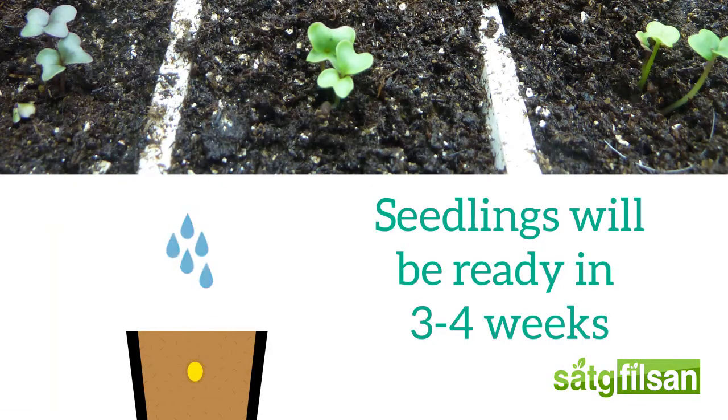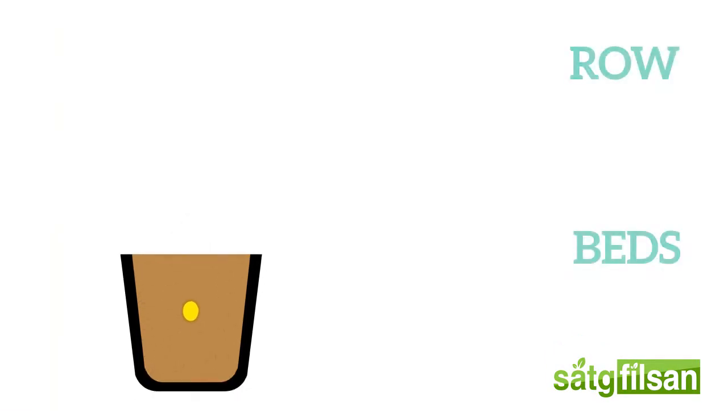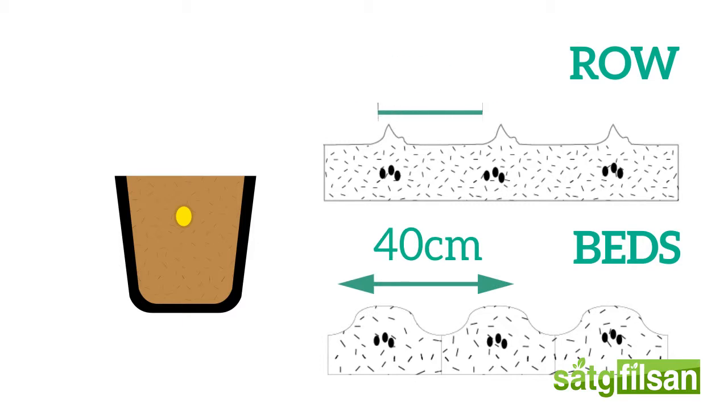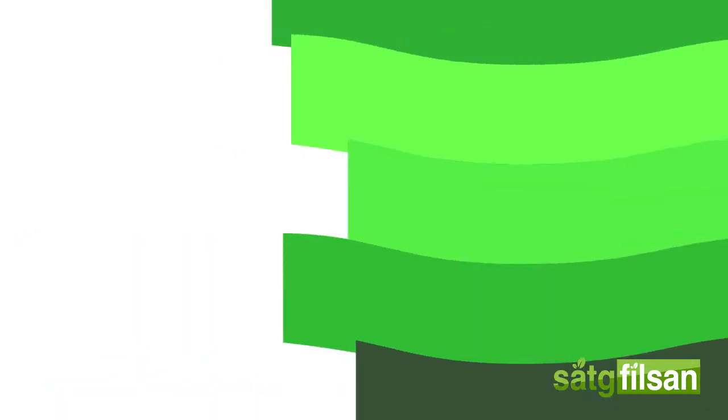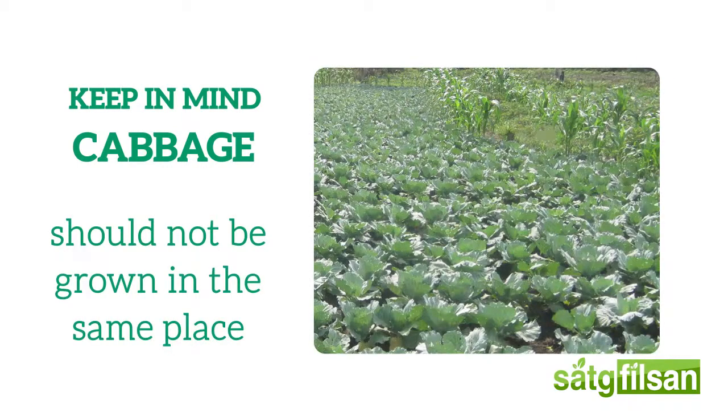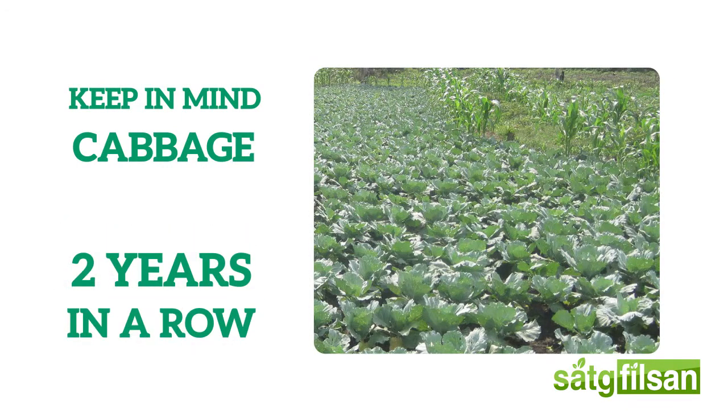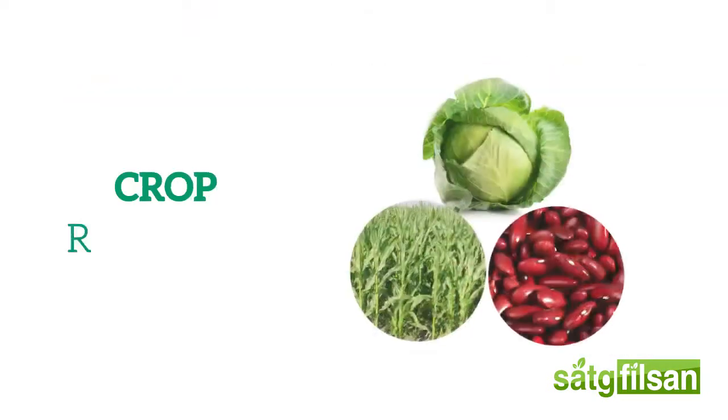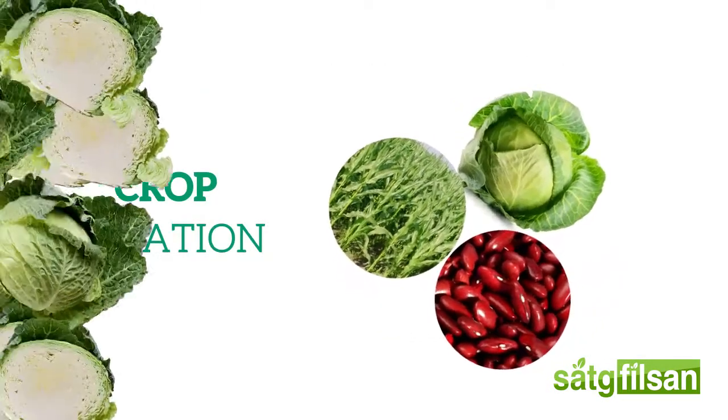Irrigate your field before transplanting. Then transplant the seedlings 40 centimeters apart in rows that are also 40 centimeters apart. Keep in mind, it is important that cabbage should not be grown in the same place 2 years in a row. Crop rotation is necessary because cabbages use too many nutrients from the soil.